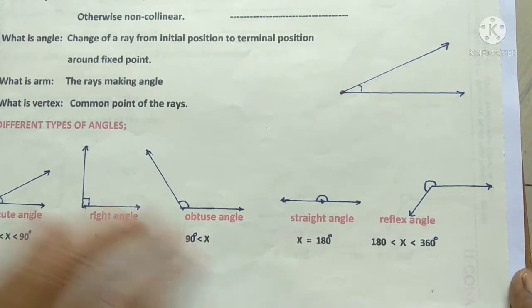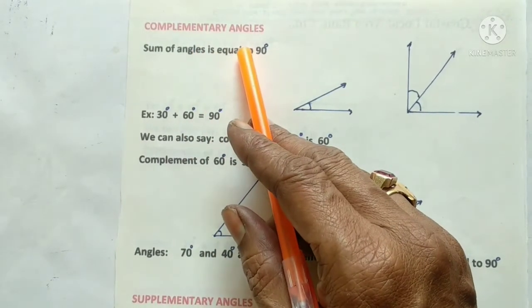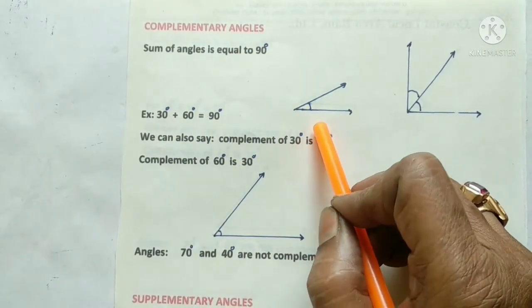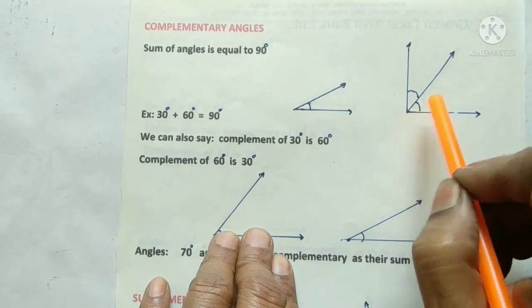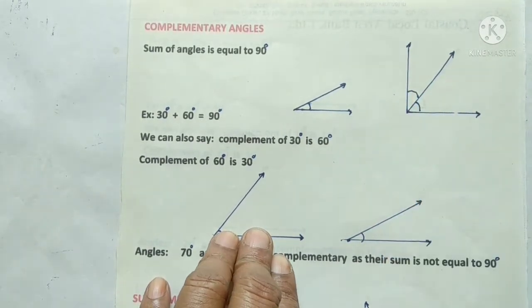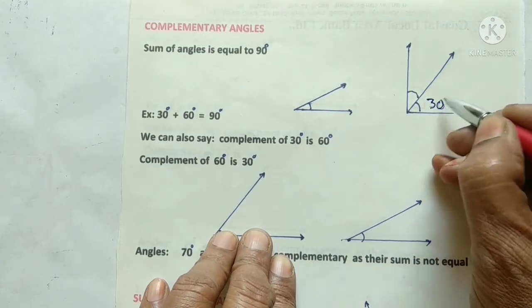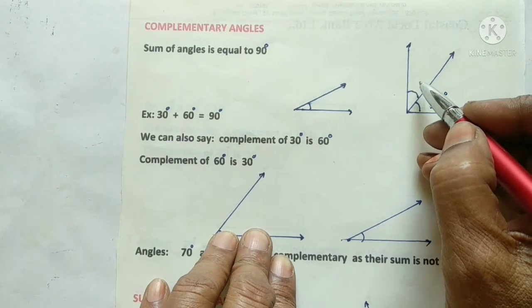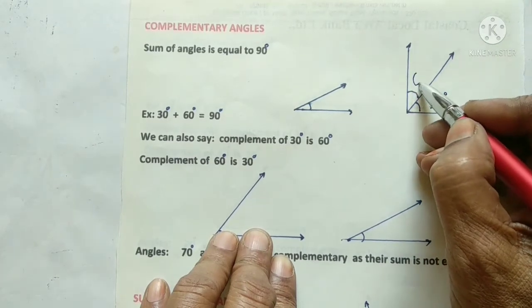Okay? What are complementary angles? Complementary angle means the sum of the angles is equal to 90 degrees. Means here we have considered two angles. Say one is 30 degrees, this angle is 30 degrees, and this angle is 60 degrees.